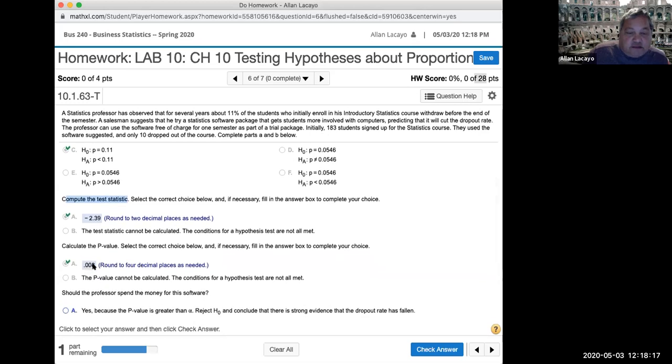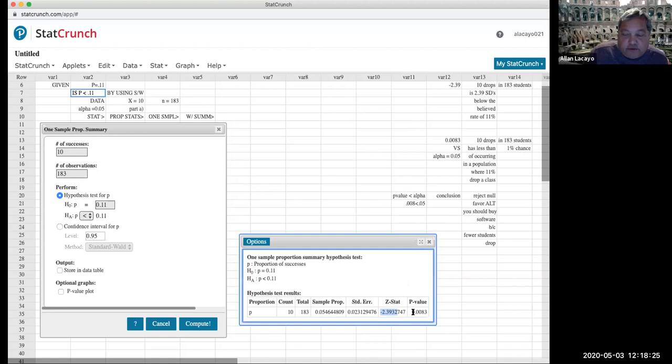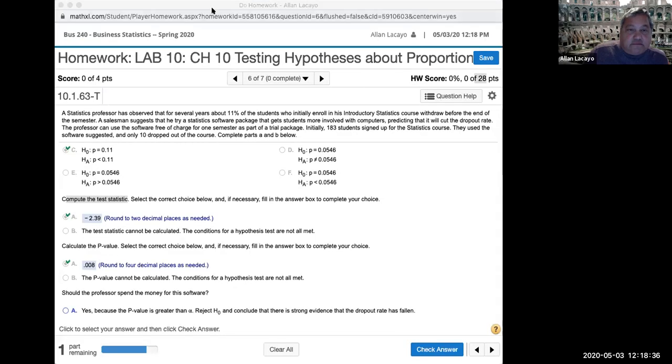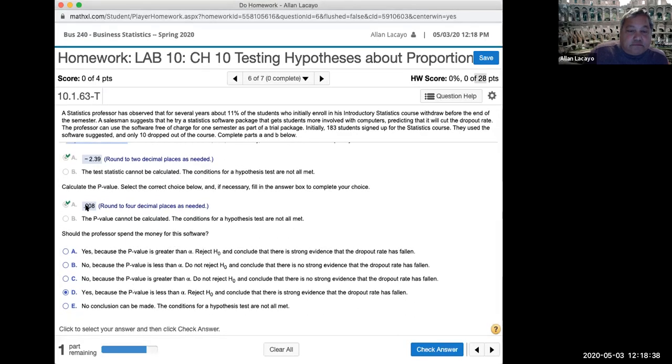The p-value is also in the same set of computations. All you have to do is go back to the computations and locate the p-value. That's the last piece of information the software gives you, and that's part C. Then the question asks you to reach a conclusion. What do you get from this 0.008 p-value? What is the moral of the story that your hypothesis test tells you?